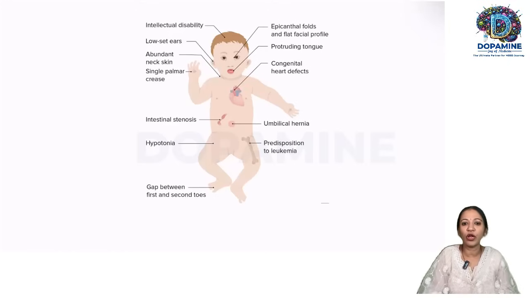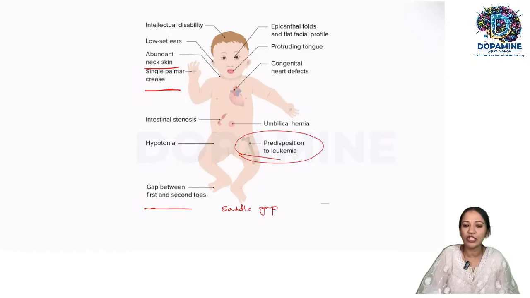So Down syndrome, you're all aware: low set ears, abundant nuchal thickness, single palmar crease, intestinal stenosis, and a gap between the first and second toe, which is called the sandal gap. As they wear the sandal, the gap between the first and second toe is there. Also, predisposition to leukemia. What leukemia? It is AML M7. What is this M7? It is acute megakaryocytic leukemia. So that is AML M7.